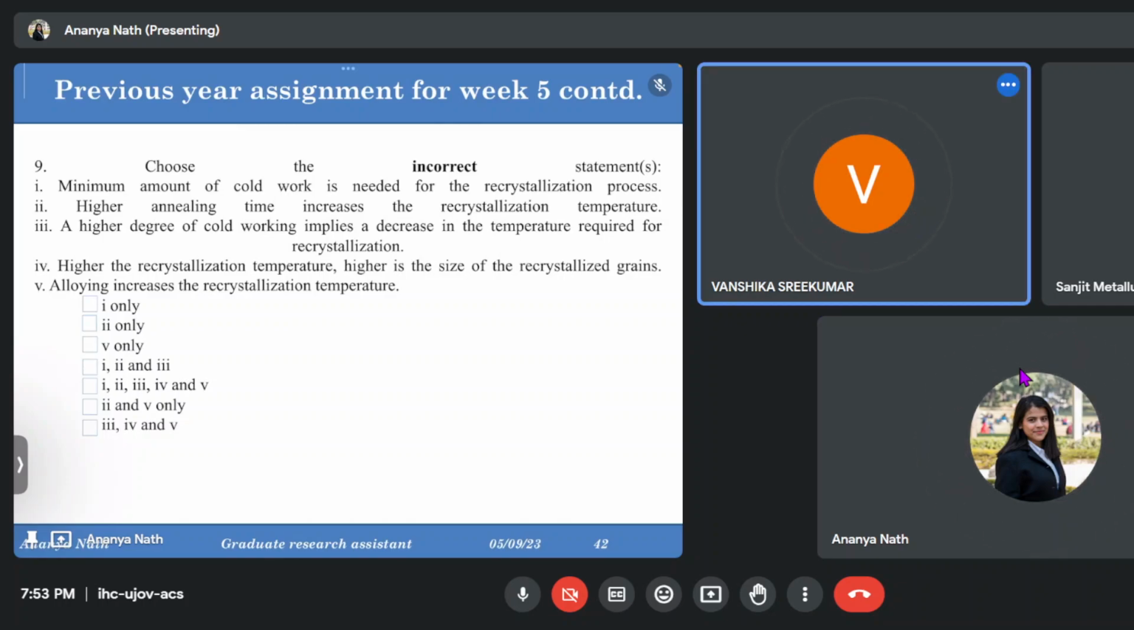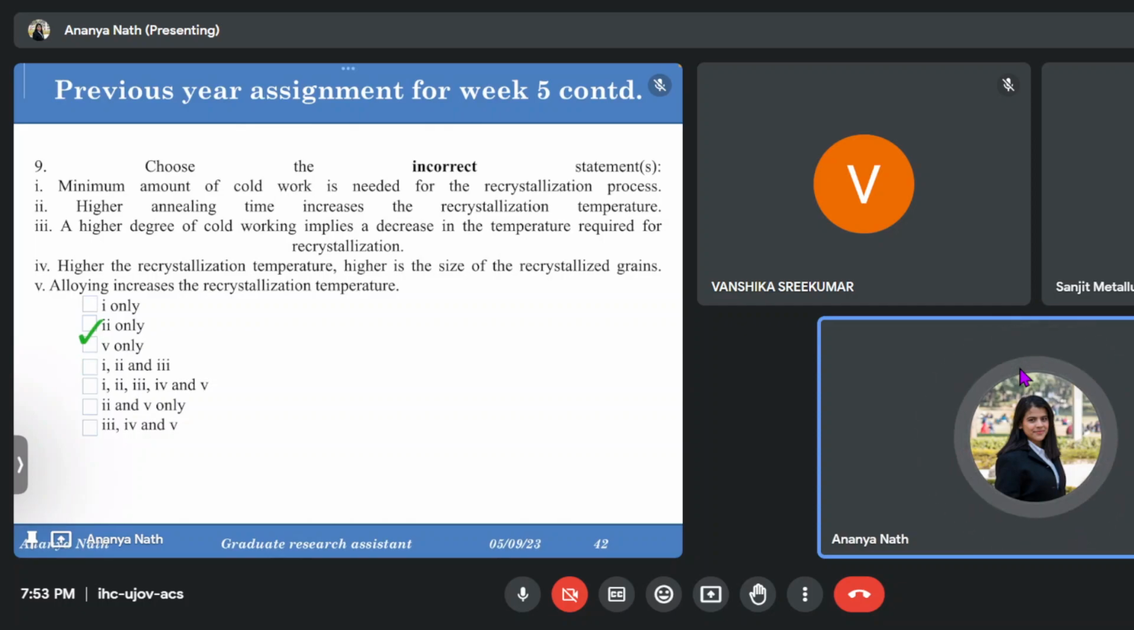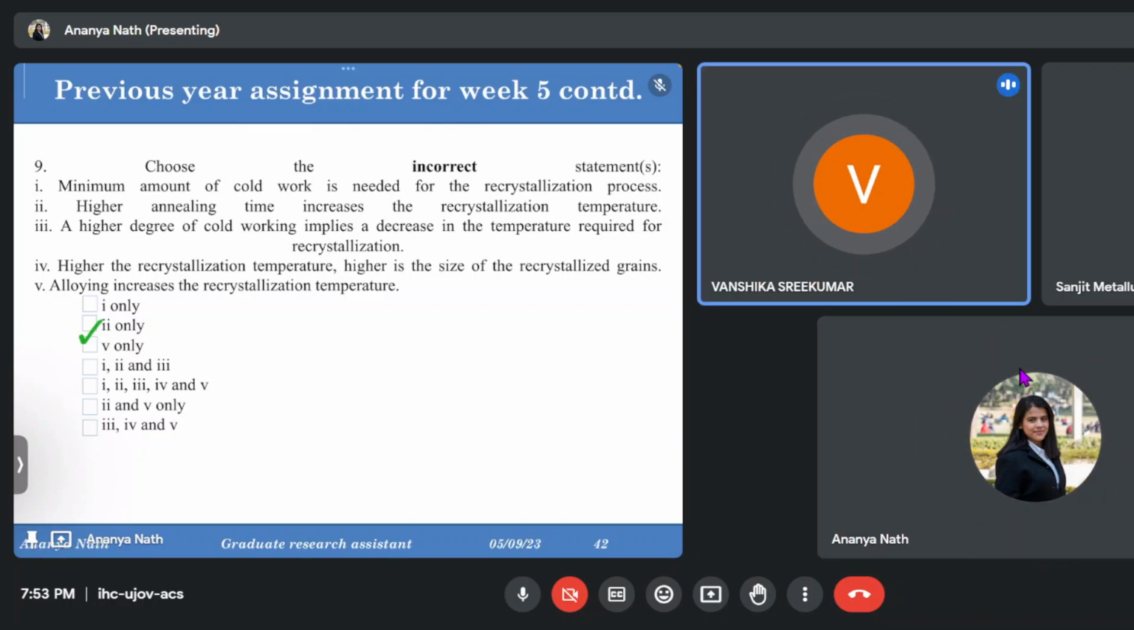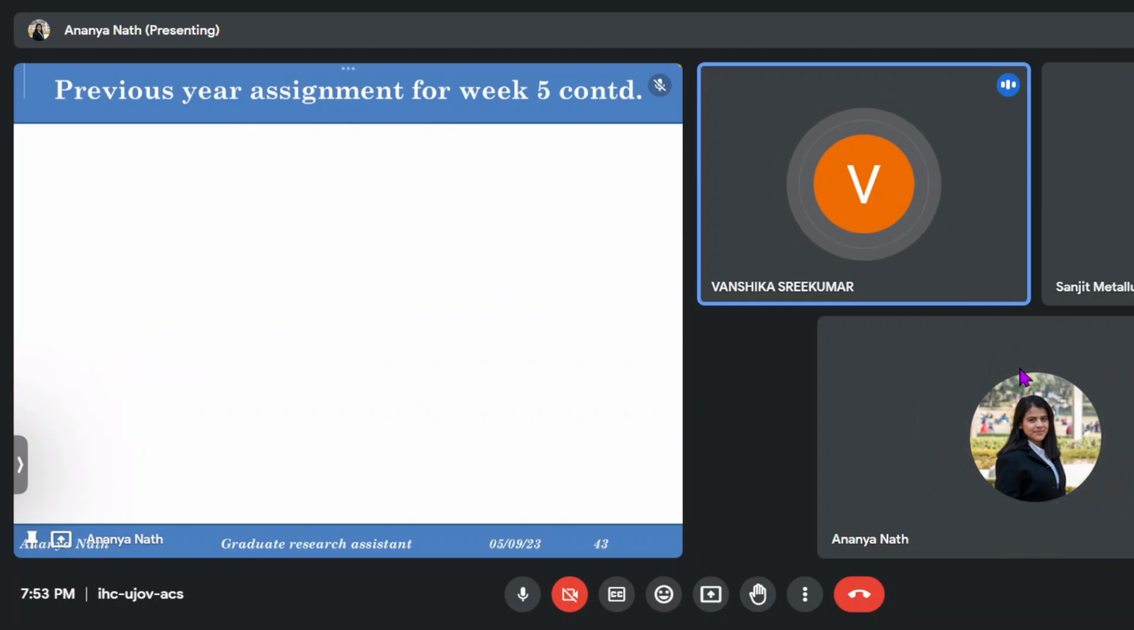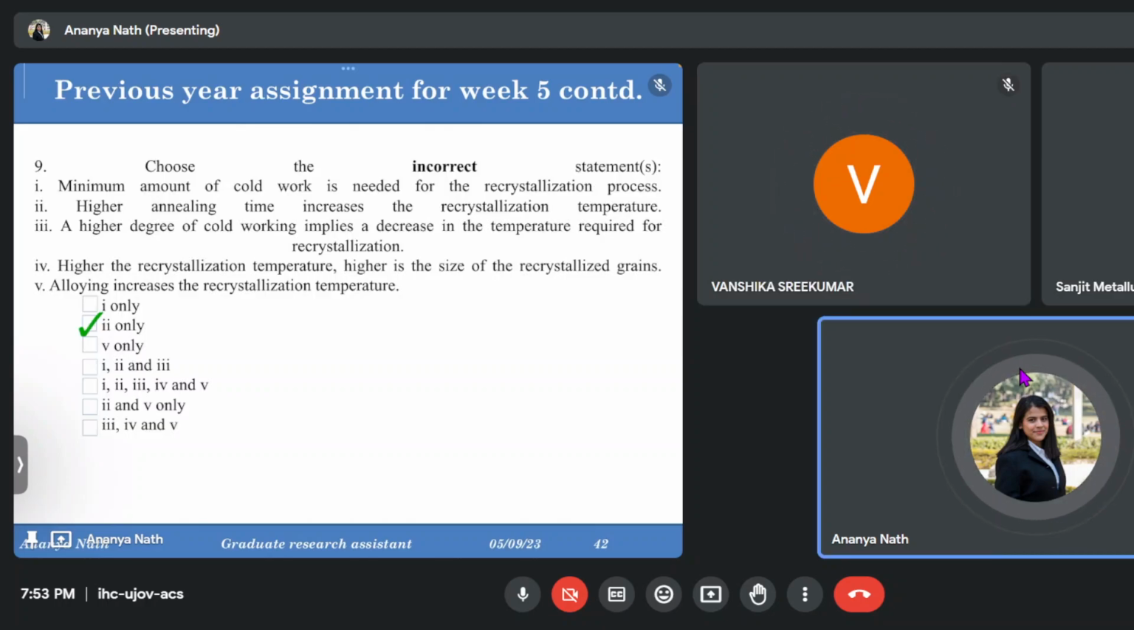I guess the fourth is not right, and so is the fifth. The answer is only the second is incorrect, because annealing time increases the recrystallization temperature. No, annealing. Yeah, that's the one, but also the fourth one. The size of the recrystallized grain should depend upon the holding time. No? Higher the recrystallization temperature, higher is the size of the recrystallized grain.